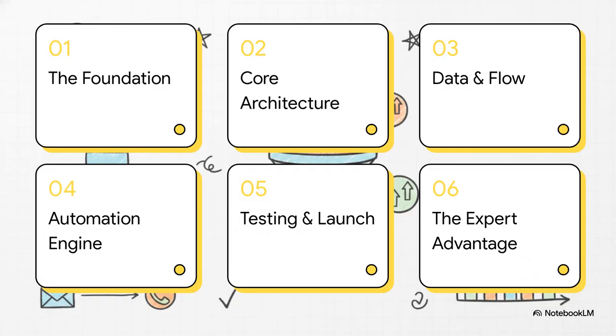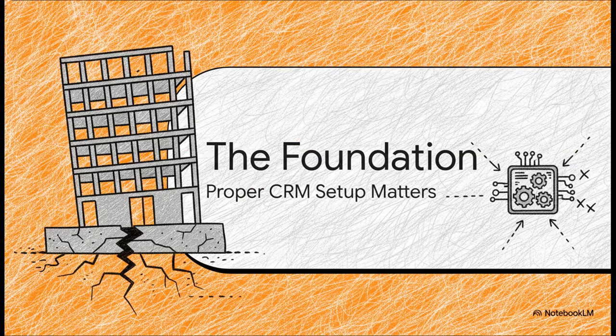We've organized this blueprint into 6 critical phases. We're going to quickly cover the foundation, core architecture, data and flow, the automation engine, testing and launch, and finally, the expert advantage. Right, starting with phase 1, the foundation.